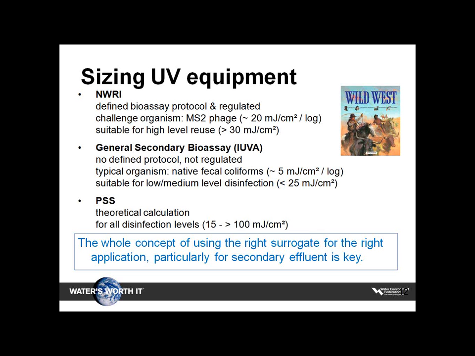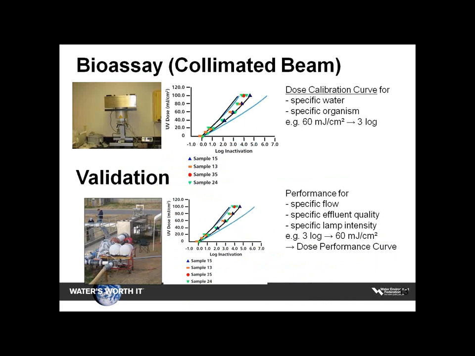We want a surrogate that essentially has the same absorptive properties as the compliance organism, either E. coli or fecal coliform, because we can't get enough of that when we go through the validation testing. So this gives you those two terms.